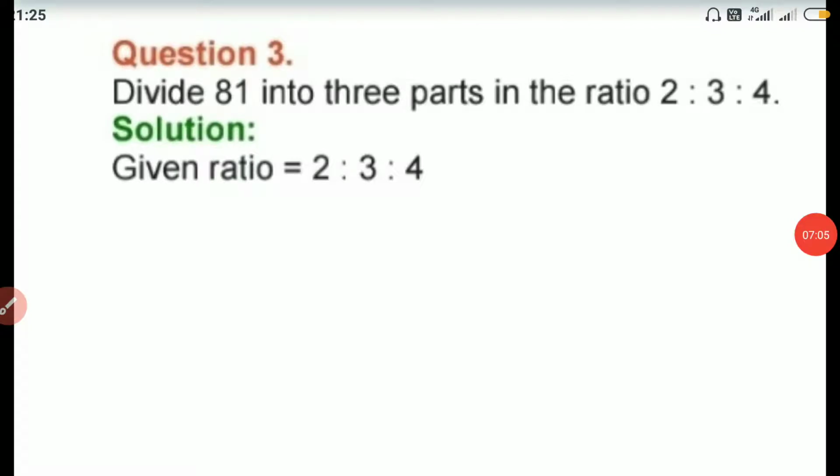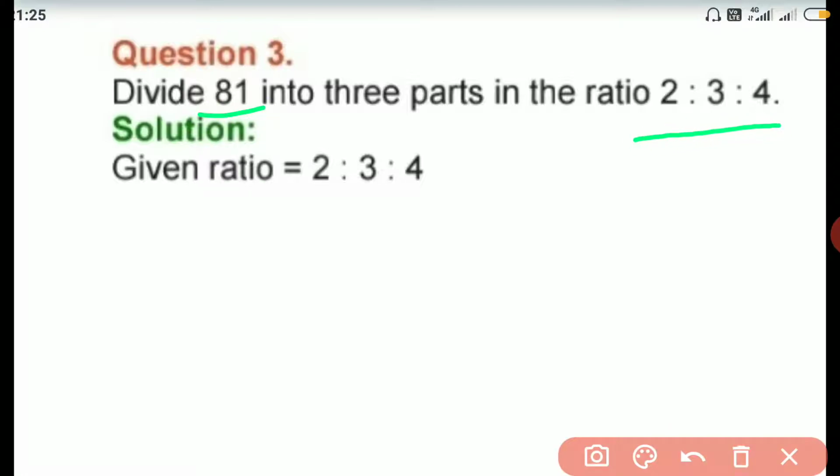Coming to the next question, number 3. Here you are supposed to divide 81, that's the amount given to us, into 3 parts, that is 2:3:4. So I think you can find the first part, second part and third part. If you can do it, please pause the video and do it.